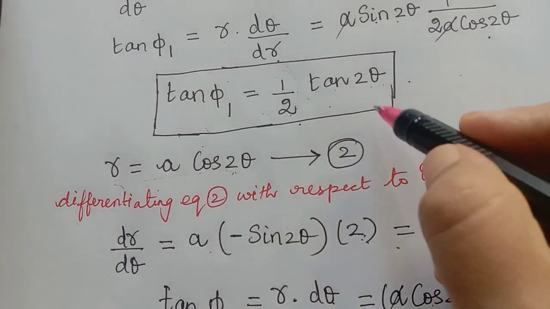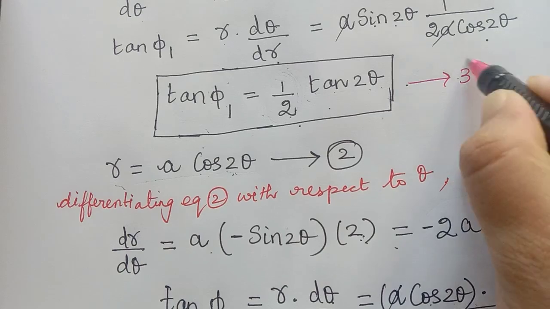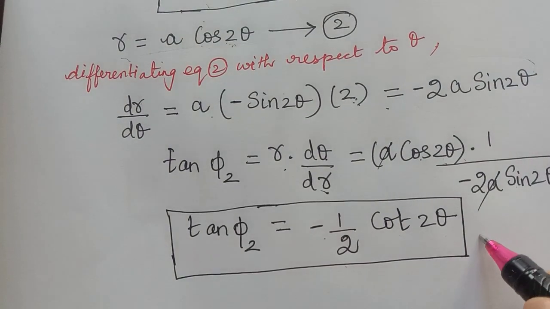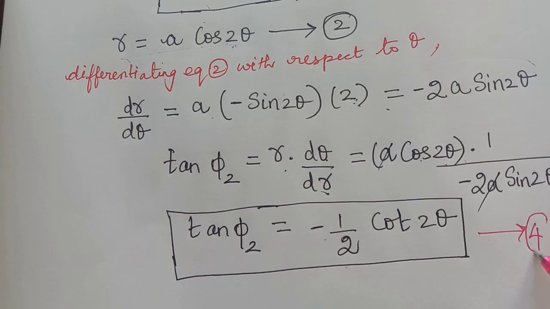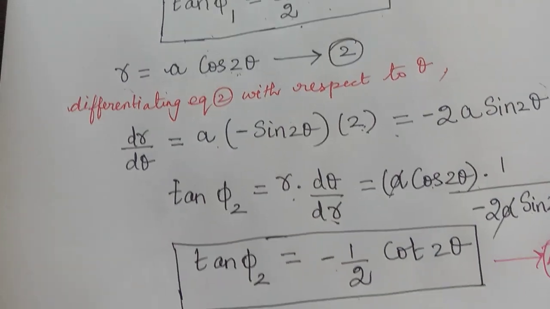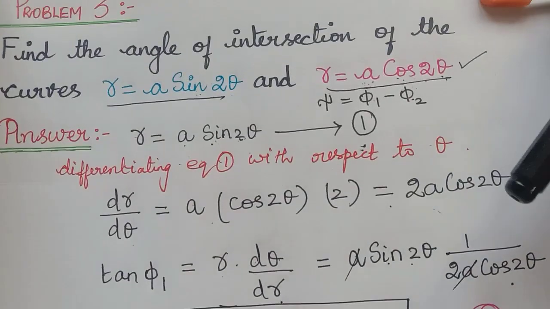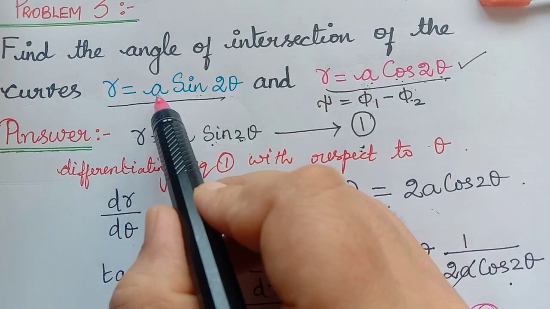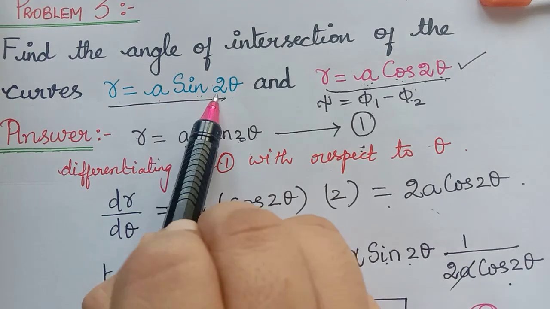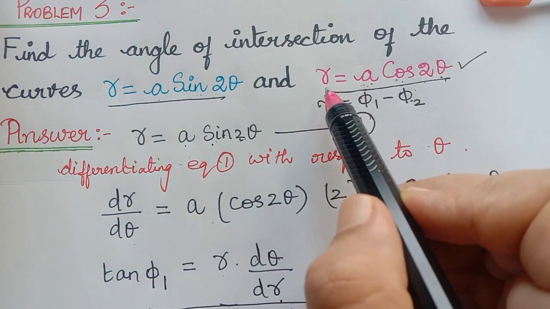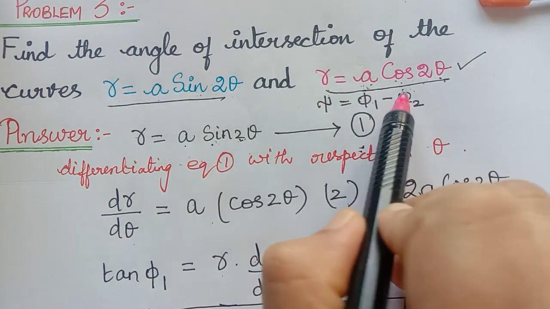So this is tan phi 1. Let us mark this as equation 3. And this is tan phi 2, which we shall mark as equation 4. Now, after this, we shall take the given curves. That is, the first curve is r equal to a sin 2 theta. And the second curve is r equal to a cos 2 theta.